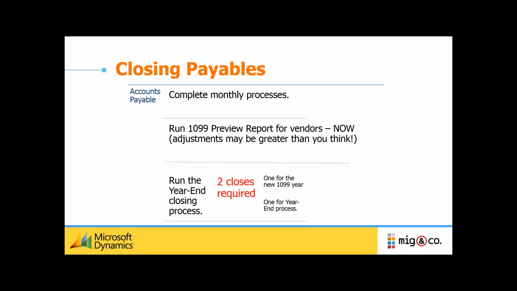So again, there are two processes within payables. One is the financial closing of the module itself, and the second one is the 1099 process itself, and that will happen with the year end of December 31st.